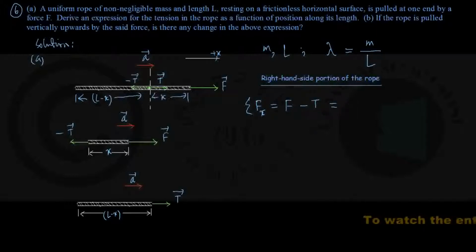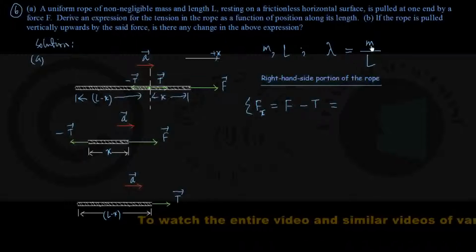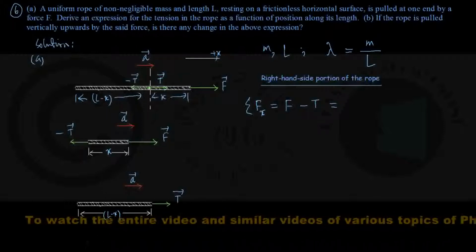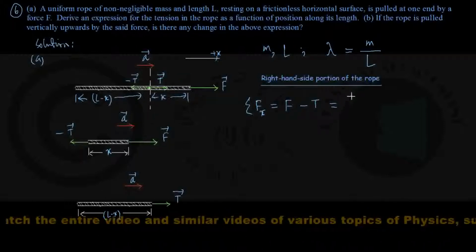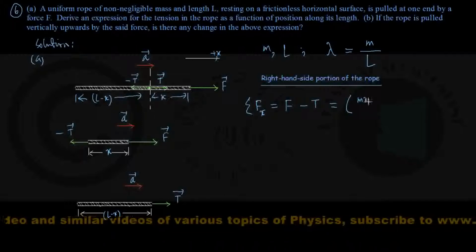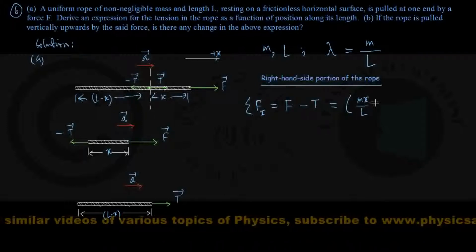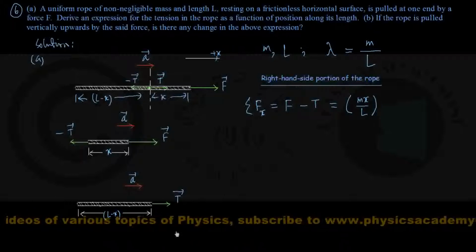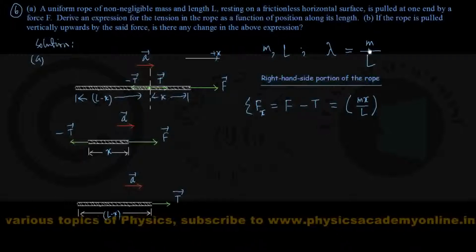Now let's find out the mass of this rope. Now you have seen already that since the rope is uniform, its linear mass density lambda, mass per unit length, is coming out to be small m by L. And since the length is x, then you could write down the mass of this portion is coming out to be m into x by L. Understand the expression? I write it in bracket to let you understand carefully.